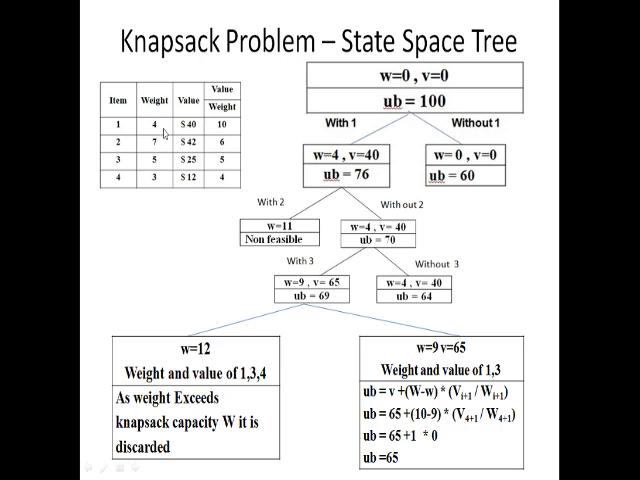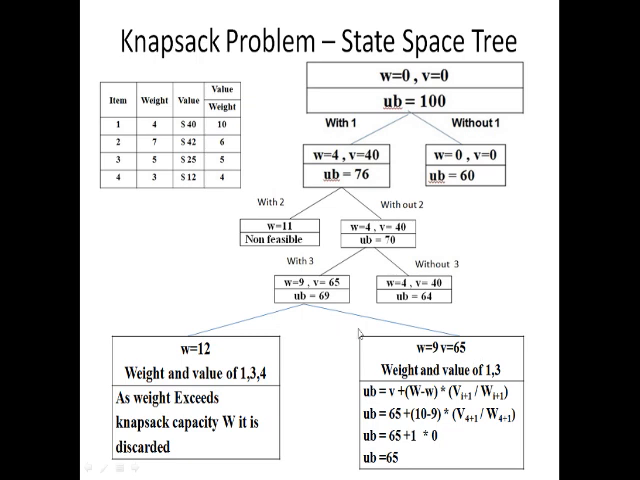So totally adding the weight of the first item, weight of the third item, weight of the fourth item added. We get the next level W equal to 12, which indicates that it exceeds the maximum capacity. When it exceeds the maximum capacity, we say that it is discarded.